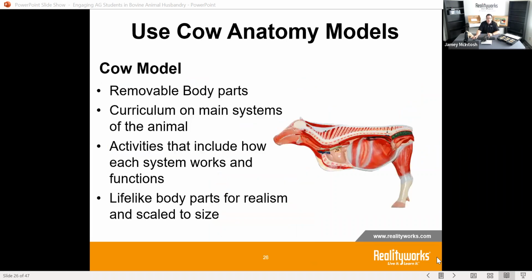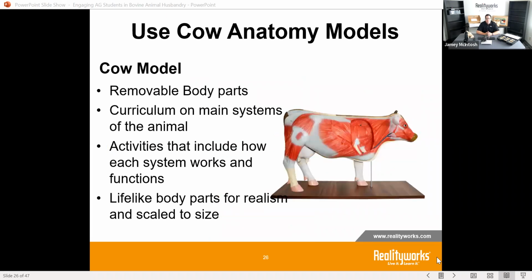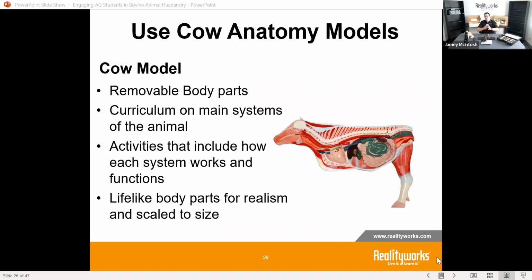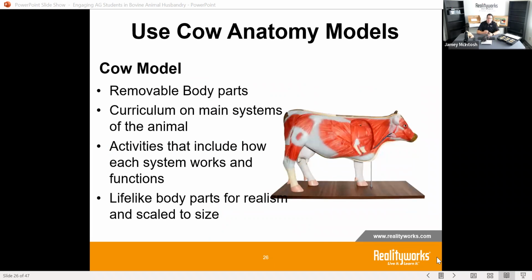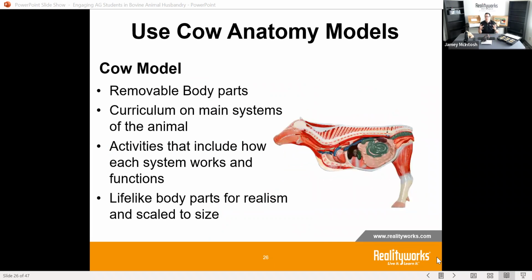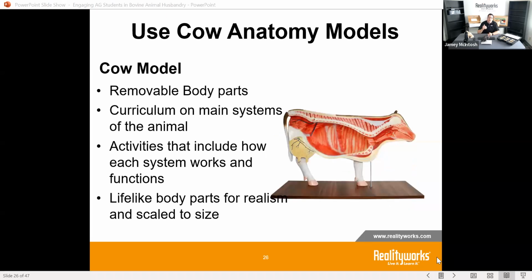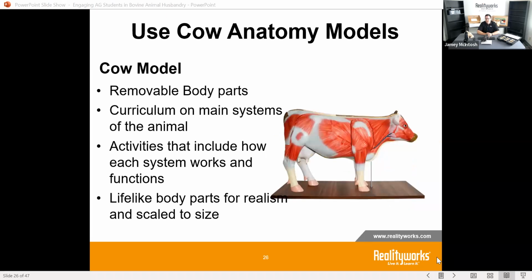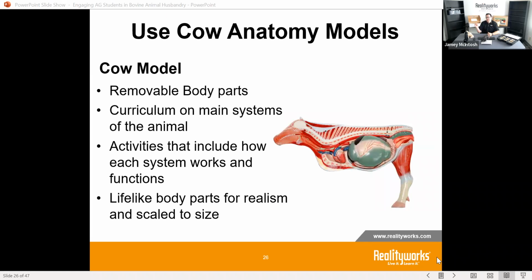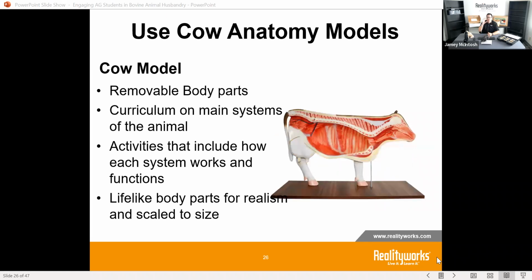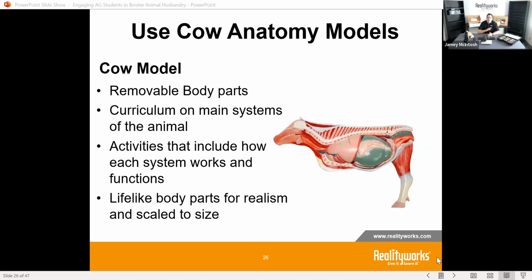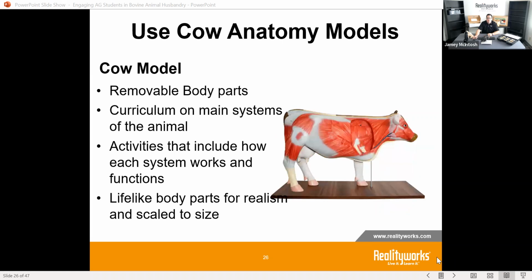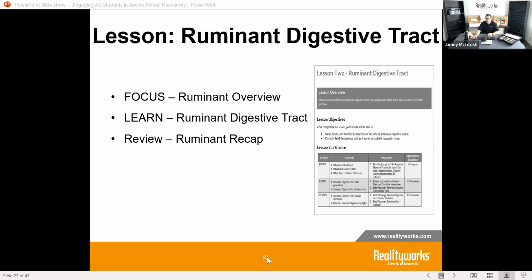Now, with our cow model, all of our cow models have removable and replaceable parts. So you can actually split it in the middle, open it up, and all of the parts and pieces are magnetized so they can pull apart and come together, allowing you to have activities and interaction with this, making sure students understand the different systems: the digestive system, the reproductive system, the nervous system, the respiratory system, all the different parts and pieces, allowing you and your students to understand those interactions.